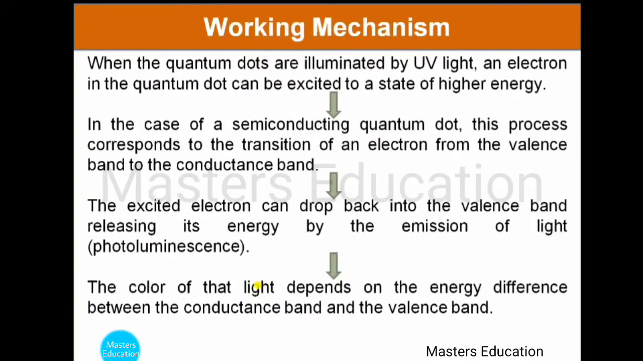Next, the working mechanism of quantum dot. The working mechanism is that when a quantum dot is illuminated with UV light in the range of 400 to 800 nanometers, the electron from the ground state, also called the valence band, transits to the excited state, also called the conduction band. Further, when the electron moves back to its ground state, it releases energy in the form of light. The color intensity of the light depends upon the gap between the ground and the excited state. Why is it so? It will be discussed in the next slide.